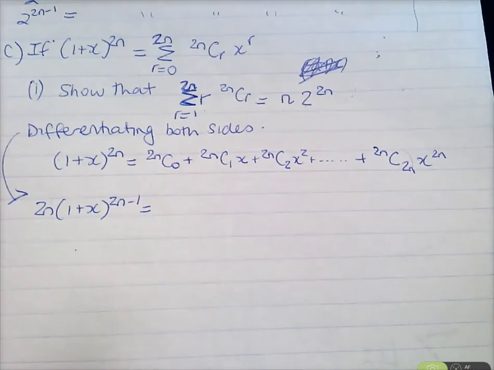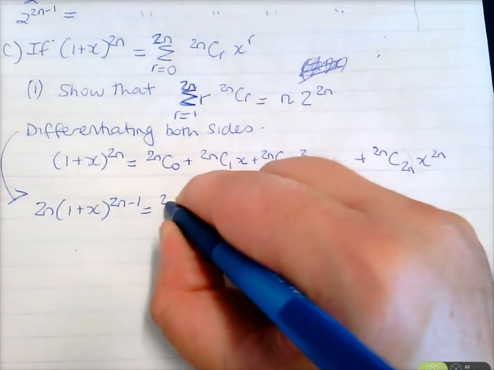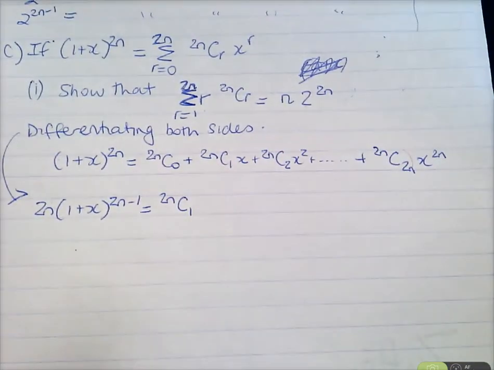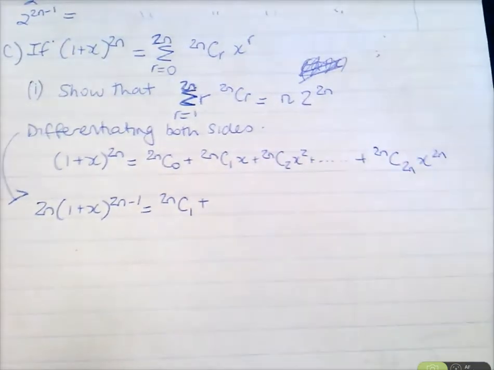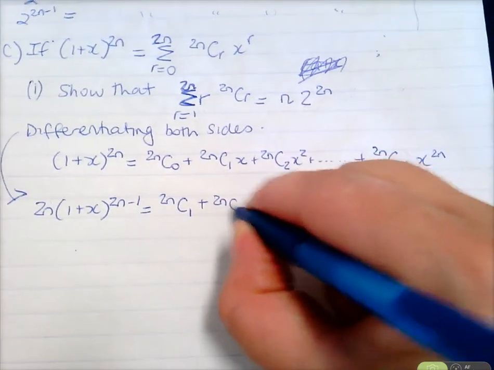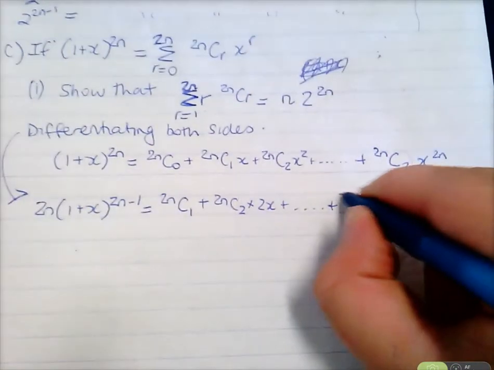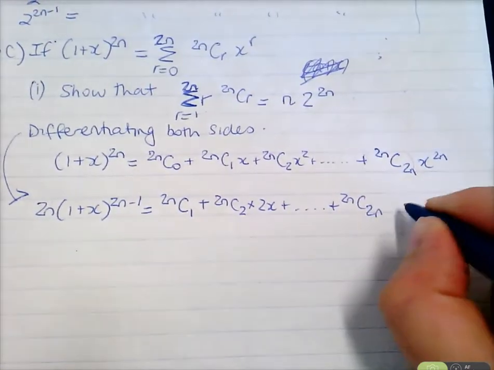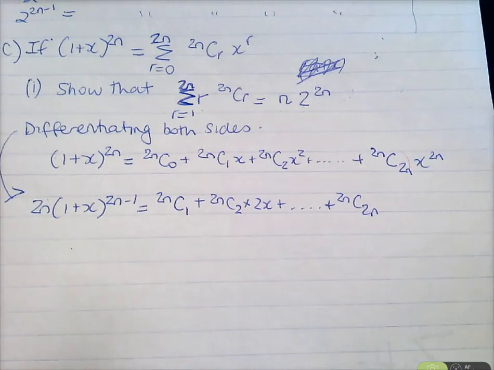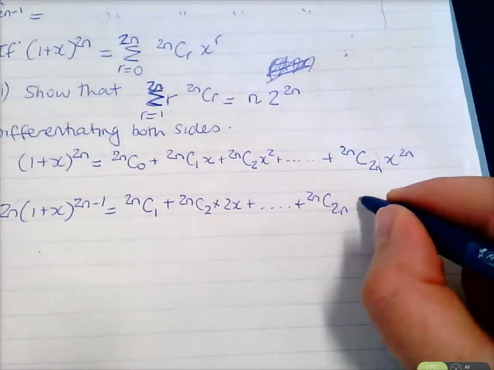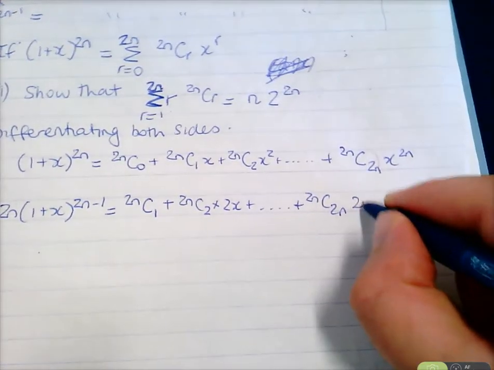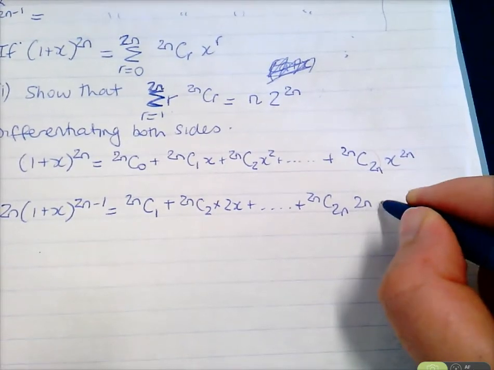What happens with 2nC0? 0. 2nC1x becomes 2nC1. 2nC2x squared becomes 2nC2 times 2x, plus, the last one becomes 2nC2n, what? Differentiate x to the 2n, and 2n comes to the front.